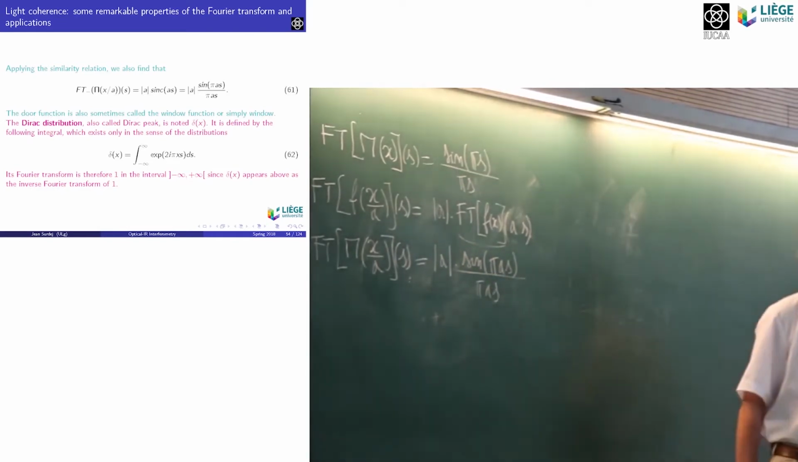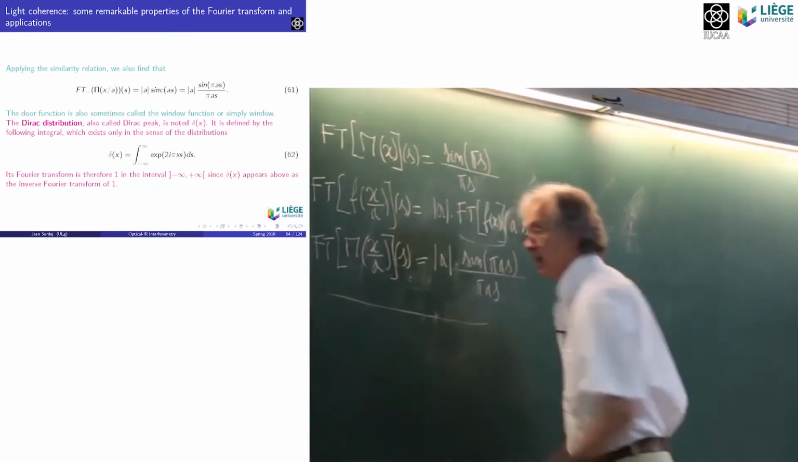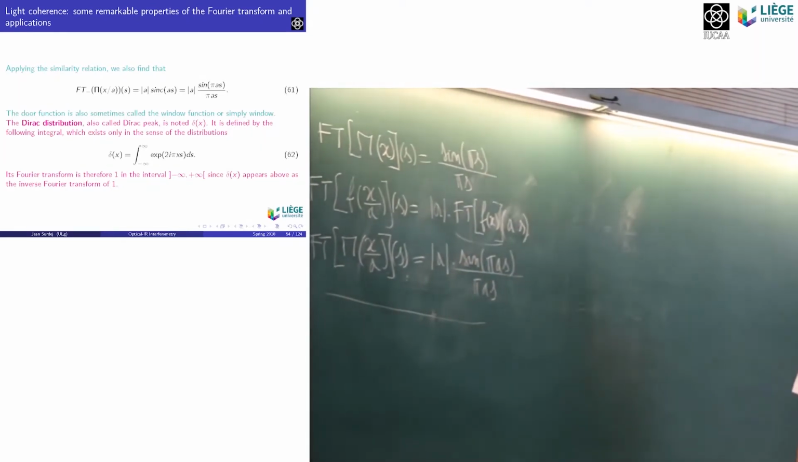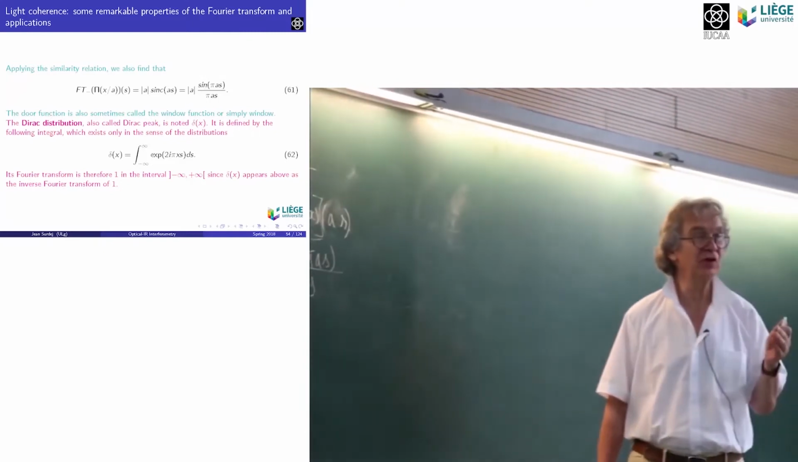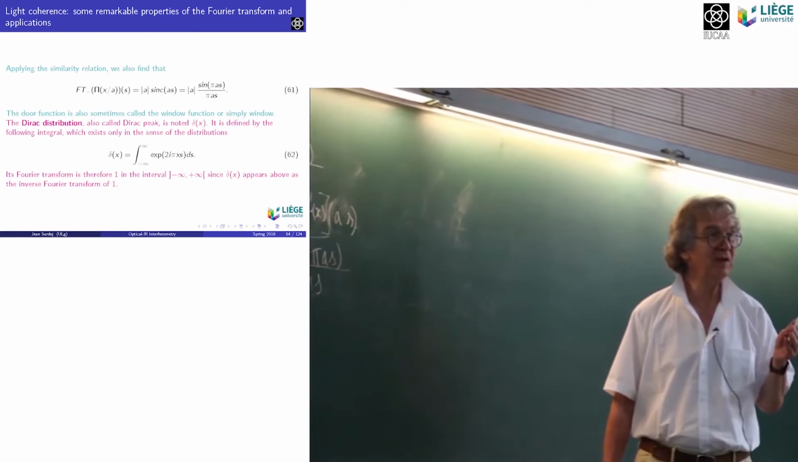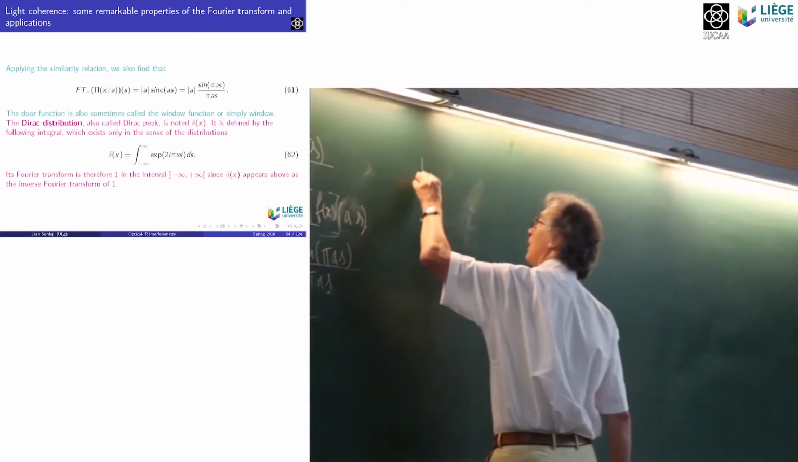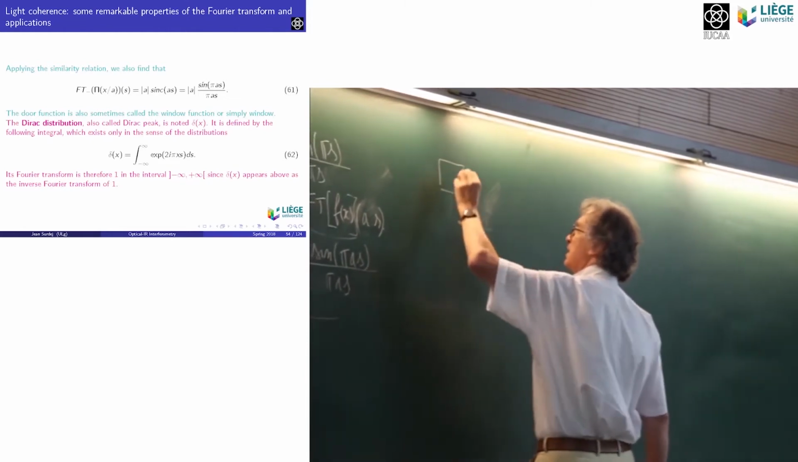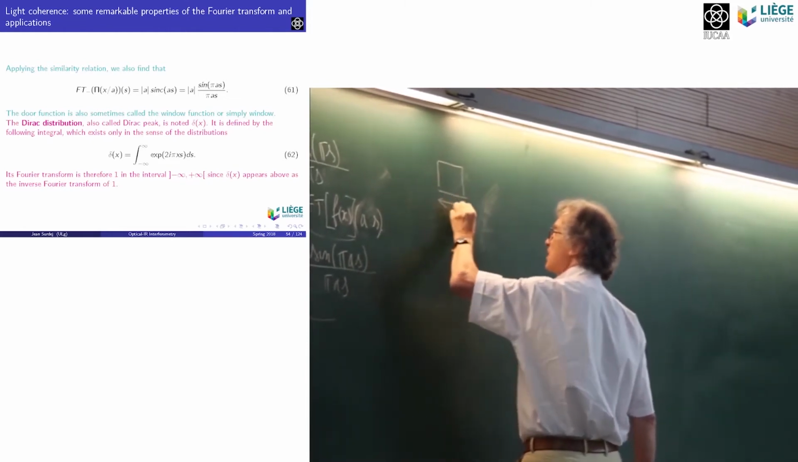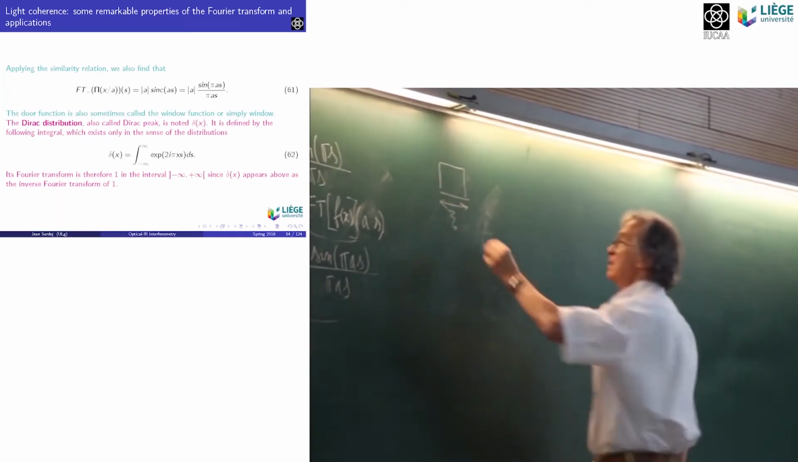Now, at the end of the previous lecture, I asked whether it would be possible for you to think about the solution of what should be the visibility for a square star. So the star is square, like that. I think the width, or the side, was zeta 0.